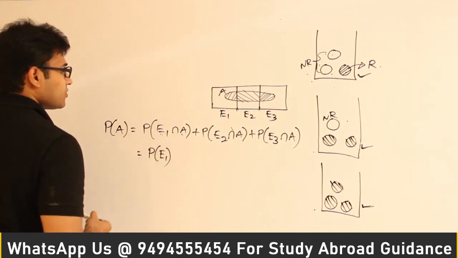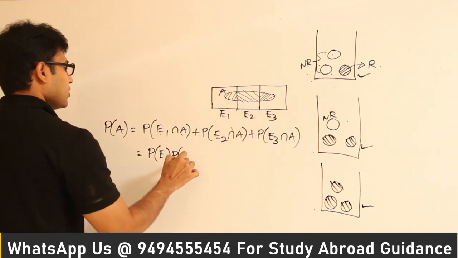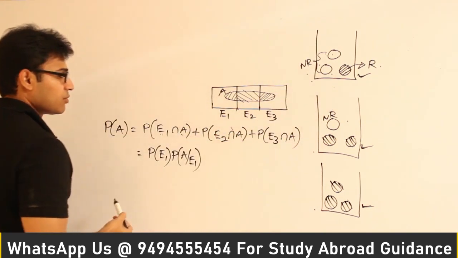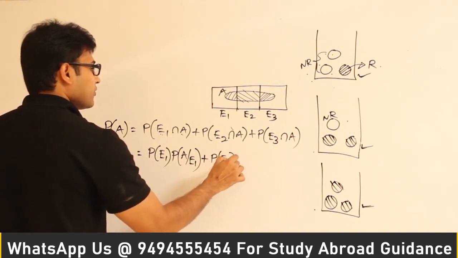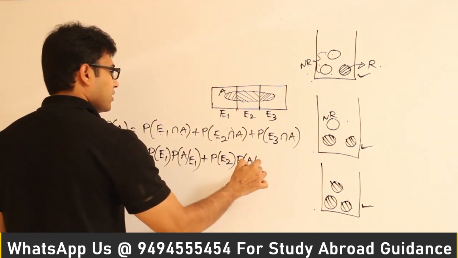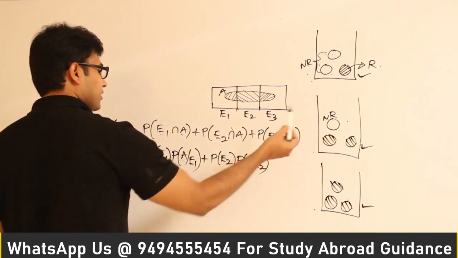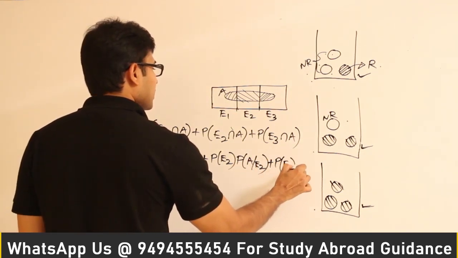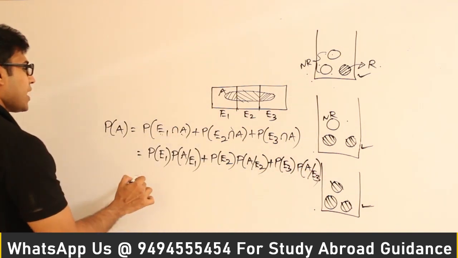P of E1, which means the probability that the bag happens to be of this type, into P of A given E1, which means if the bag happens to be of this type, what is the probability of getting a red ball from that bag, plus P of E2, the probability that the bag happens to be this type, and P of A given E2, the probability of getting a red ball given that the bag happens to be of this type, plus P of E3 into P of A given E3. We have to add these three.